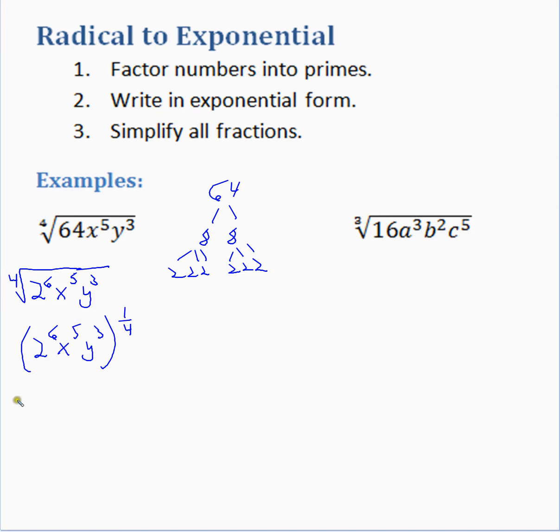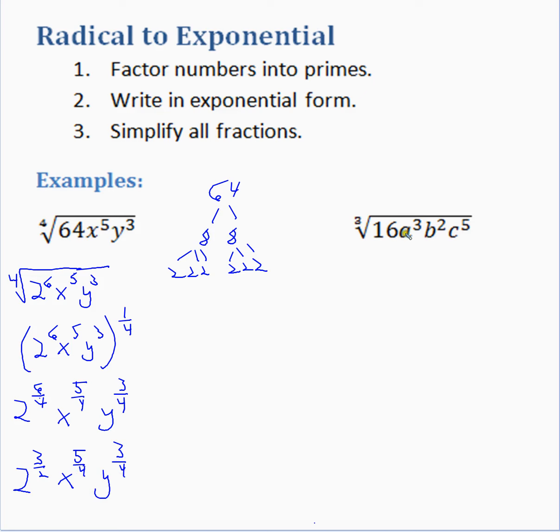And this gives us 2 to the 6/4, x to the 5/4, and y to the 3/4. And notice this one can reduce, so it's 2 to the 3/2, x to the 5/4, and then y to the 3/4. We'll actually learn a little bit more about simplifying these things in a later lesson.